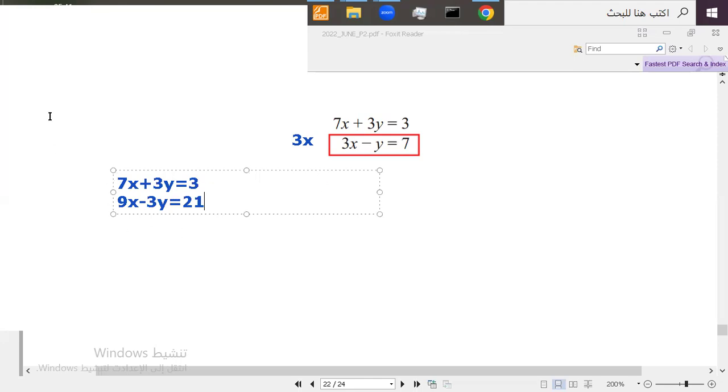Now I'm going to add the equations together. So when we add, we're going to have this eliminated. Okay, because addition will eliminate this. 3y minus 3y is going to be 0. Now let's add these. 7 plus 9 is 16x equals 3 plus 21 is 24.